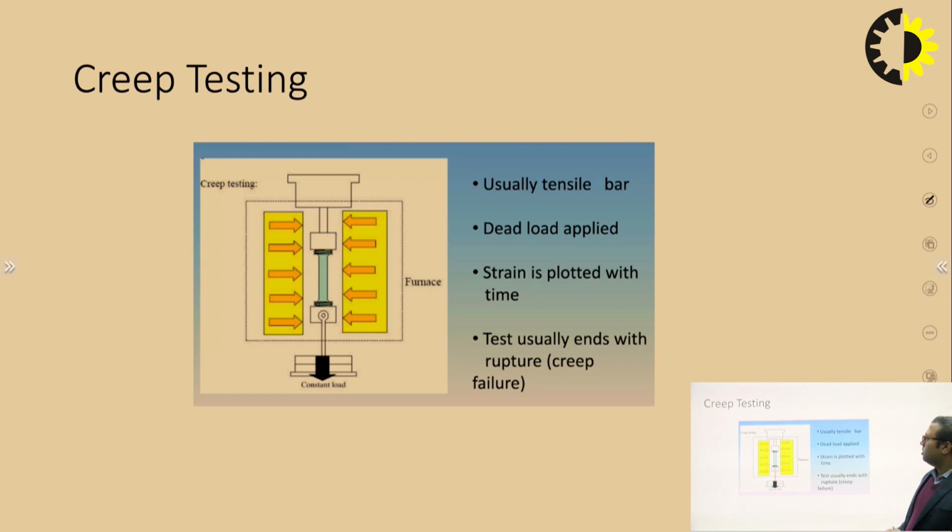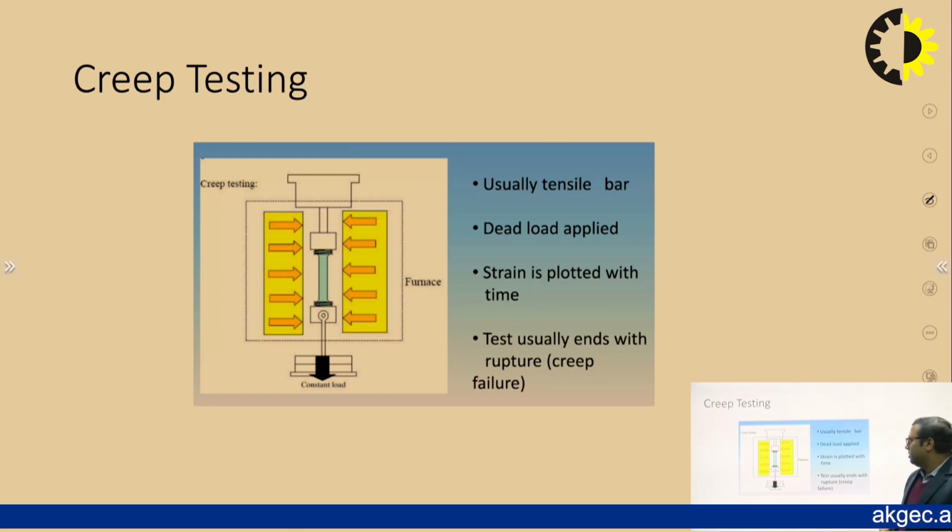So this is the creep testing machine. Here usually the tensile bar is kept and a dead load of constant magnitude is applied, and the strain is plotted versus time, which we have seen in the previous diagram. And this test usually ends with rupture.